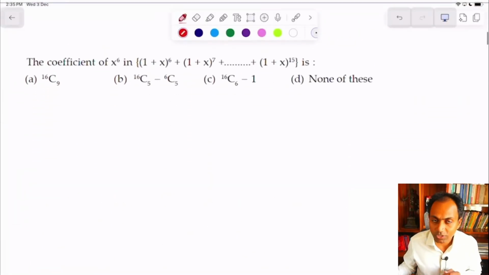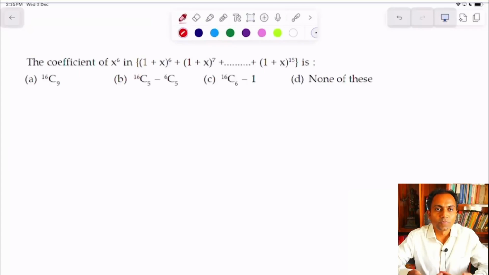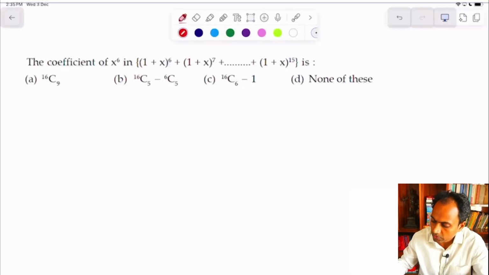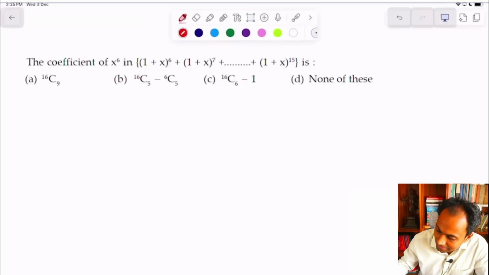Now, this question can also be solved using one more method, that is summation of series method, and for complicated questions, this method will become more useful. So what we can do in this case is write the sum of the series. And this is another way of doing the same thing. So sum of series method.